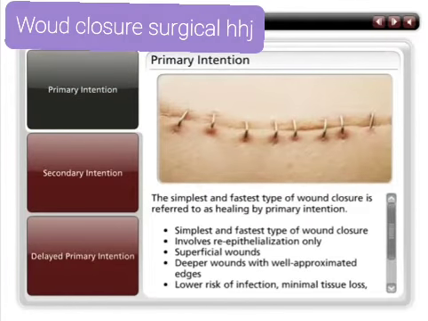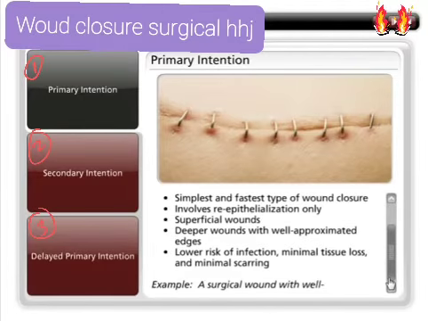The simplest and fastest type of wound closure is referred to as healing by primary intention. Primary intention involves re-epithelialization, in which the skin's outer layer grows closed. Cells grow in from the margins of the wound and out from epithelial cells lining the hair follicles and sweat glands. Wounds such as abrasions that involve only the epidermis heal by primary intention.